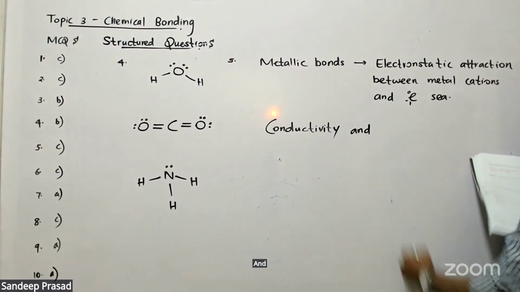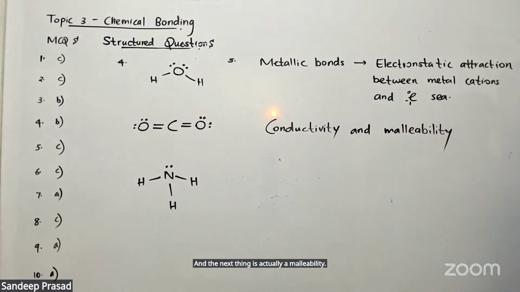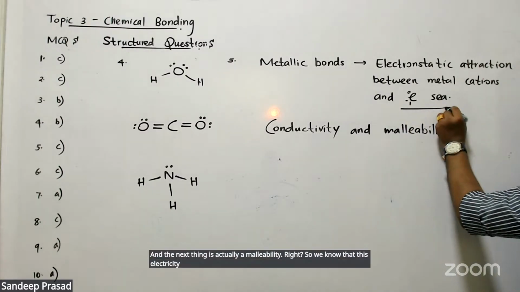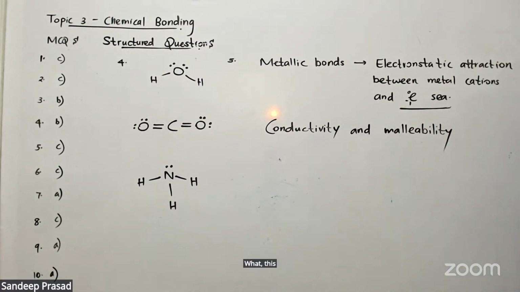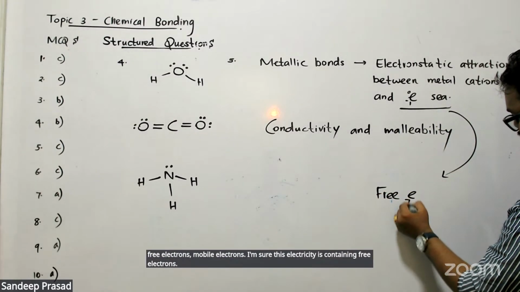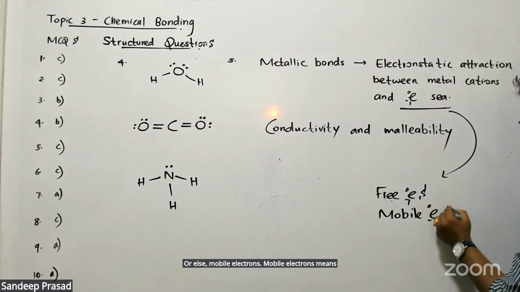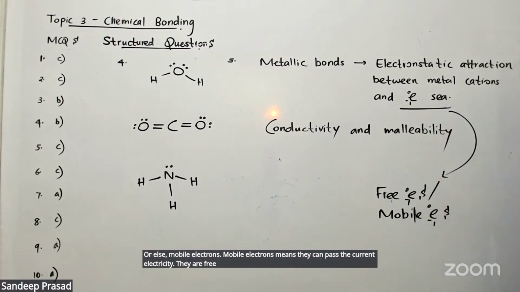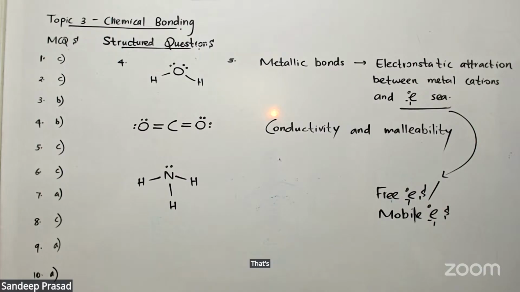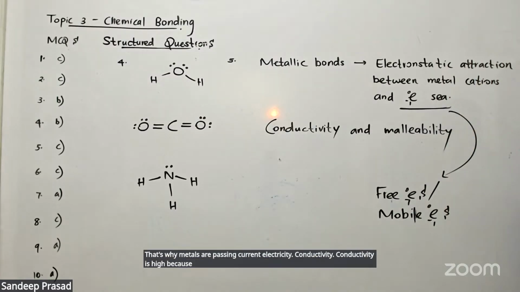And the next thing is actually malleability, right? So we know that this electron sea is containing what? These actually known as which kind of electrons? Free electrons, mobile electrons. Understood? This electron sea is containing free electrons or else mobile electrons. Mobile electrons means they can pass the current electricity. They are free to move. That's why metals are passing current electricity. Conductivity is high because of these electrons.